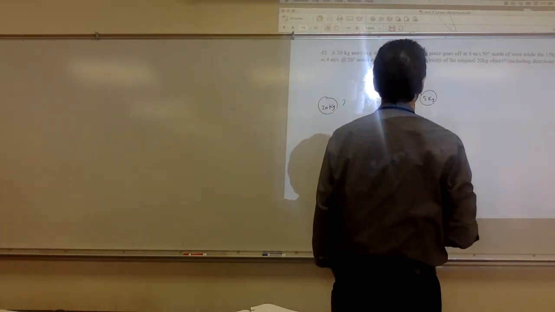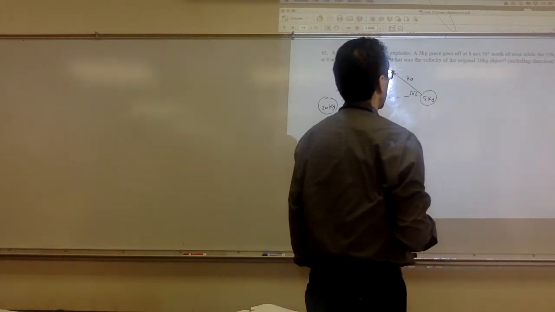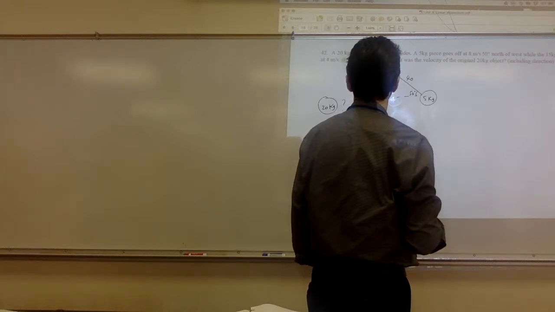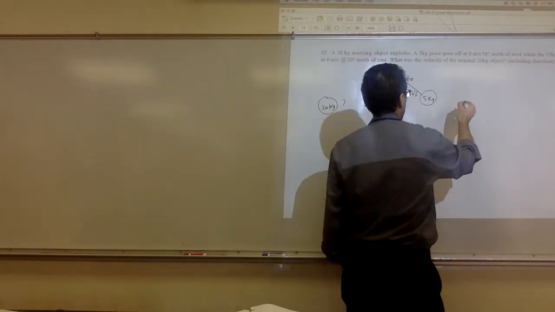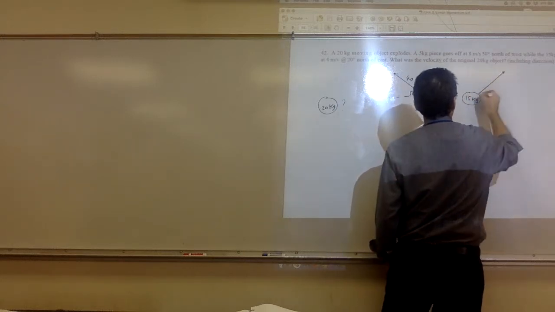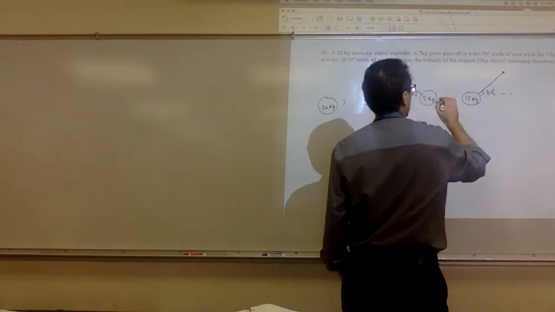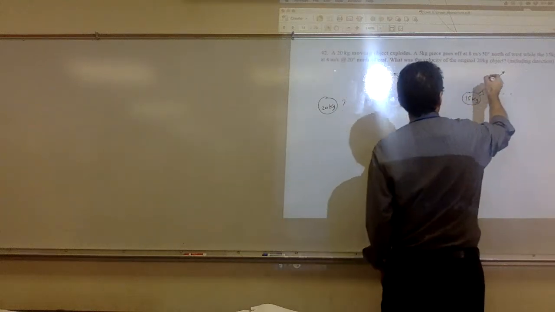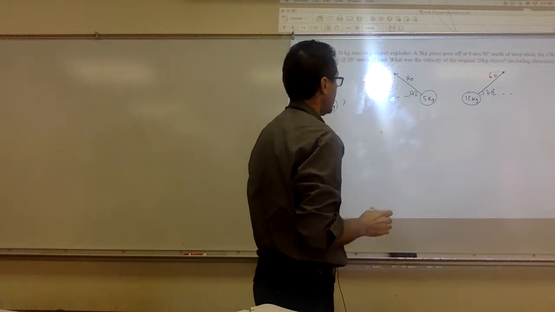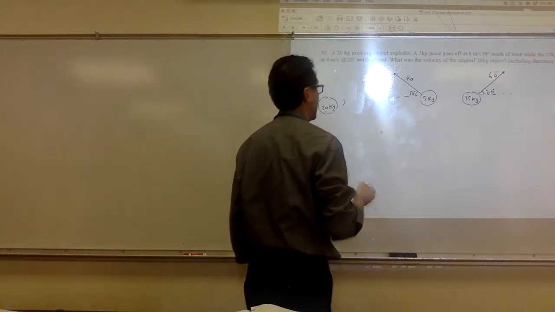So the momentum of that looks like it's 40. Now the remaining 15 kilogram piece goes off at 4 meters per second at 20 degrees north of east. So the other piece, 15 kilogram piece, is traveling this way, and this angle here is 20 degrees. Okay. So that's 15 times 4, so the momentum of this guy here is 60. Okay, what was the velocity of the original 20 kilogram object?